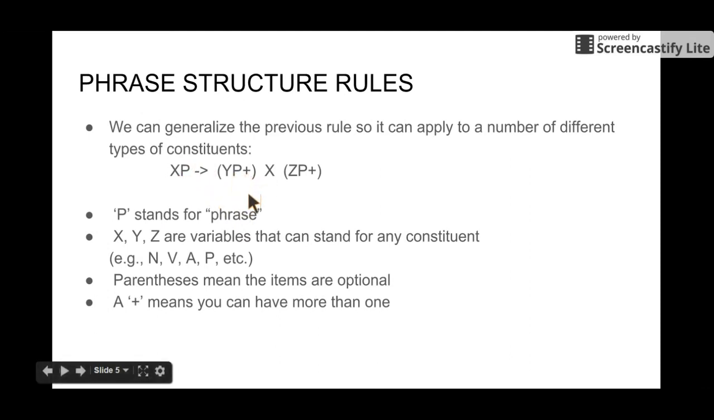And we have some notation here. Also X, Y, Z are just variables. They can stand for any constituent. It could be an N or V or adjective or prepositional phrase. And we use parentheses to show optionality. So when we put YP inside a parenthesis in this phrase structure rule, it means that YP is an optional element to derive an XP. And ZP is optional as well. And you may be wondering what this plus sign means. It means you can have one or more. So this would mean one YP or two YPs or more YPs.